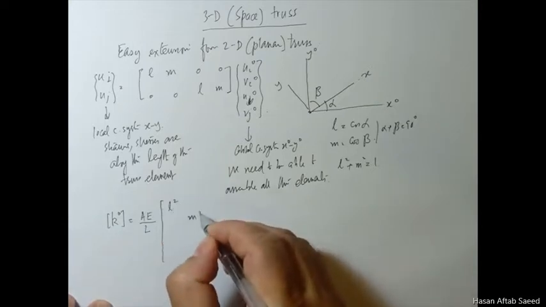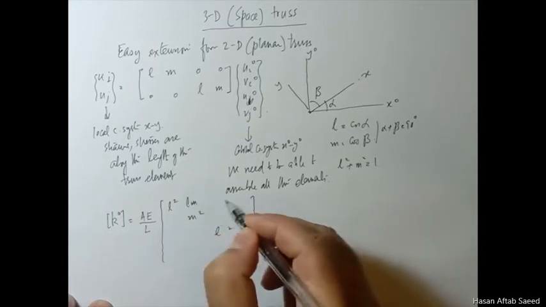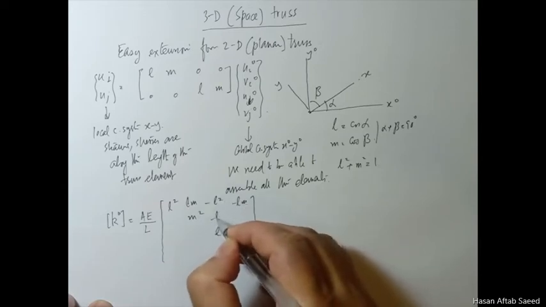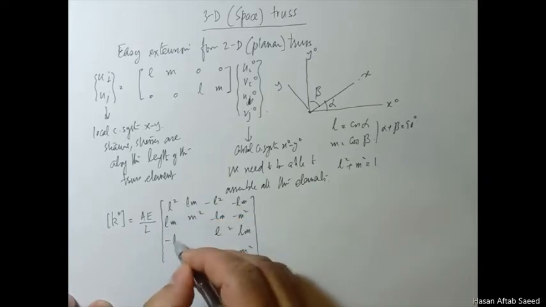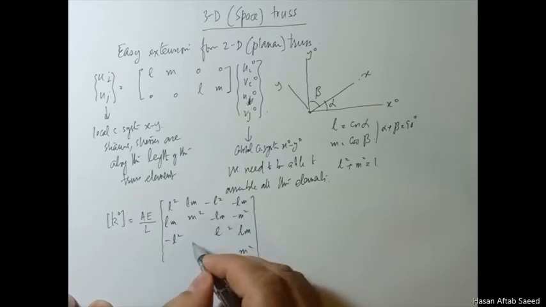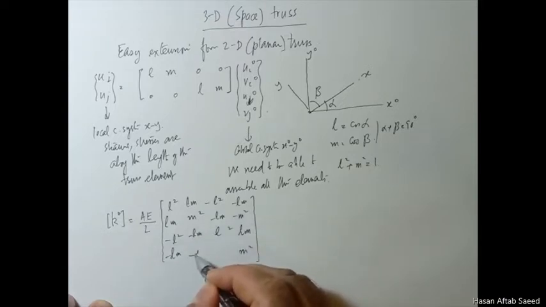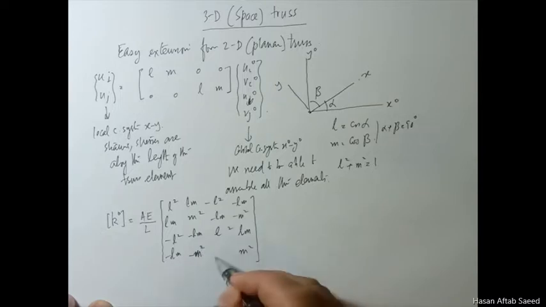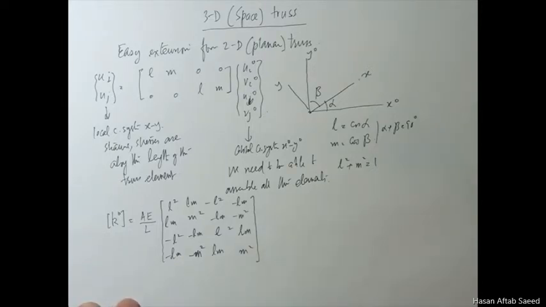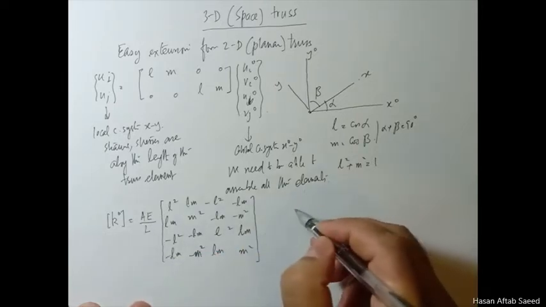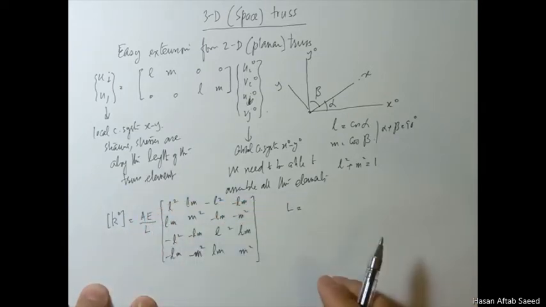So this turned out to be, and because it's symmetric, you have these. This is the stiffness matrix for each element in the global coordinate system, and one makes life easier for oneself if one has easy expressions for l and m. A and E are obviously given to you.